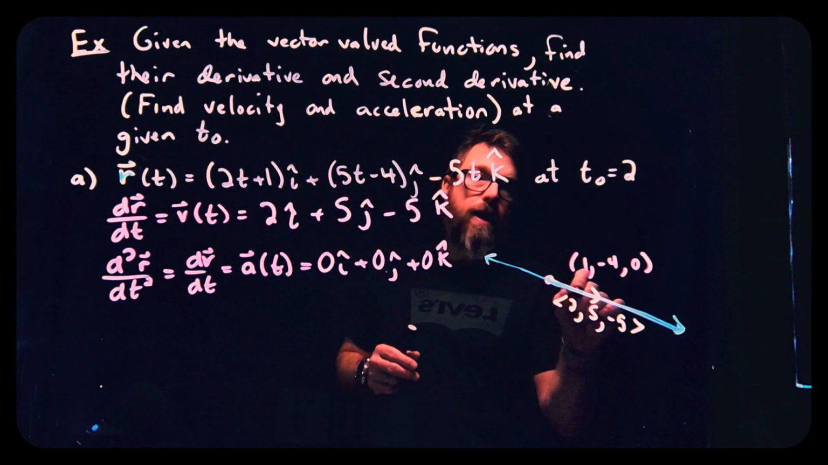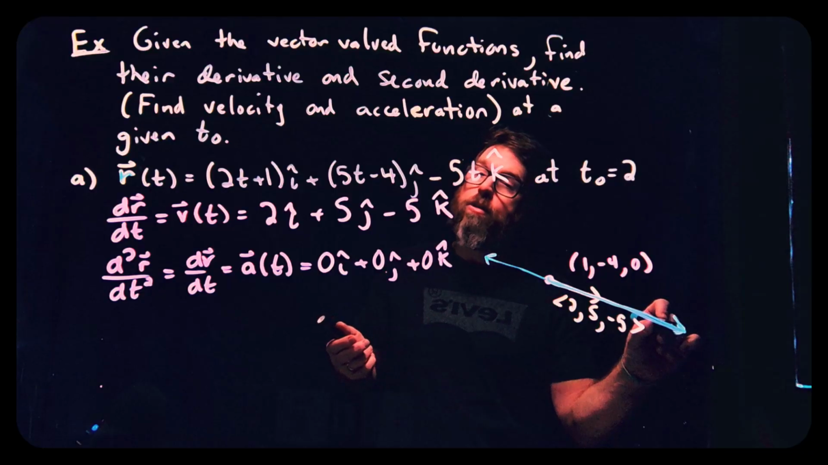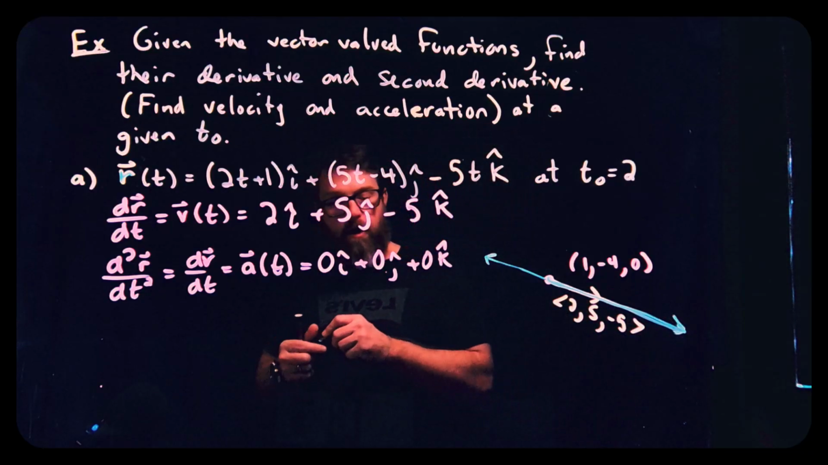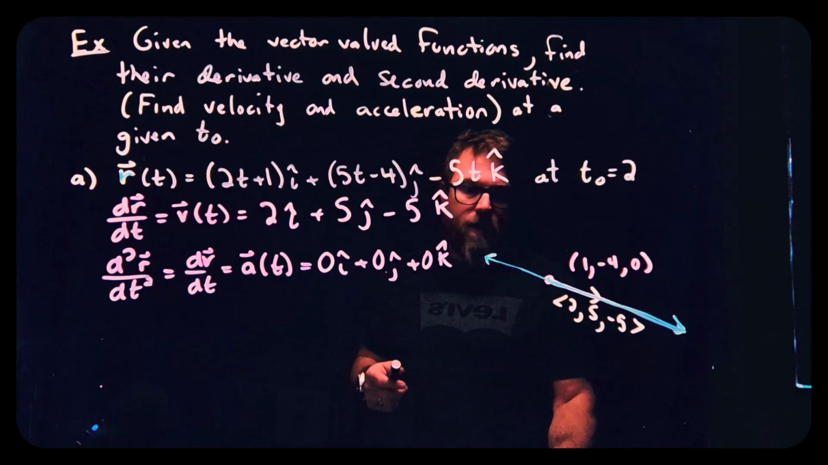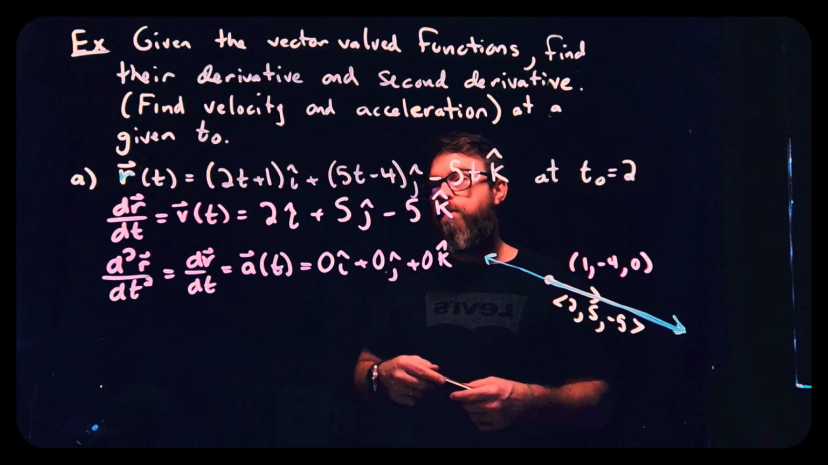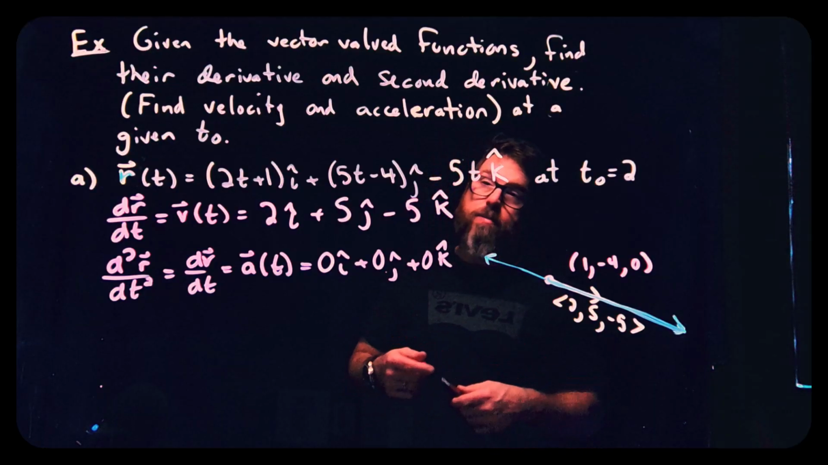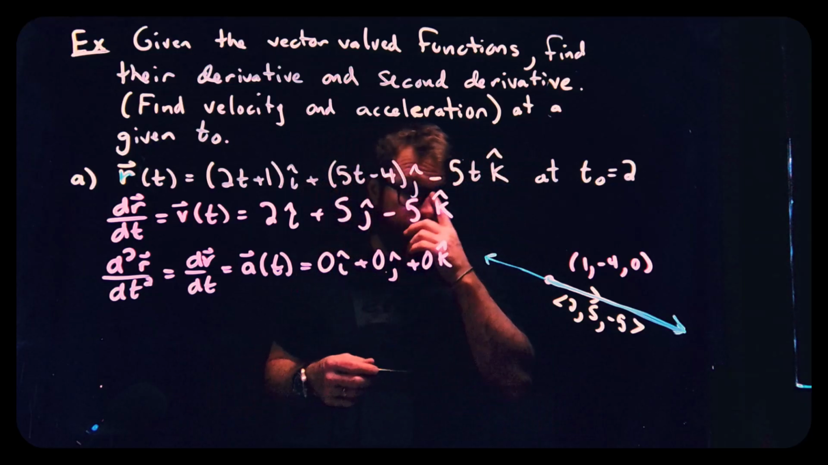Now, since it has a constant velocity, that means the acceleration is equal to 0. Just like when you're driving in your car at a consistent 55 miles per hour, it doesn't really feel like you're moving because you're driving at a constant velocity. That means your acceleration is 0, so you don't feel anything.